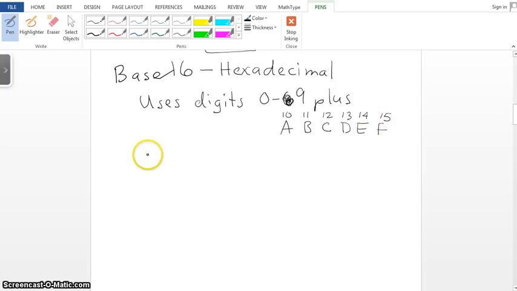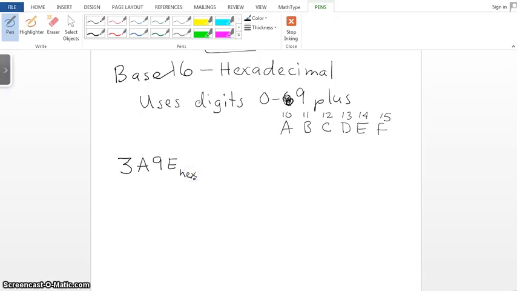So let's look at an example of this. Now here's a hexadecimal number. Let's look at this one: 3A9E. Right, we can say base 16, or let's just put hex down here for hexadecimal. Alright, that means base 16.